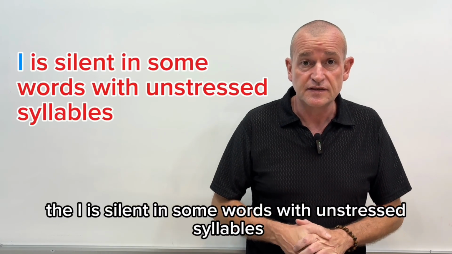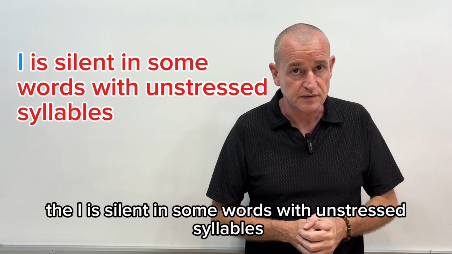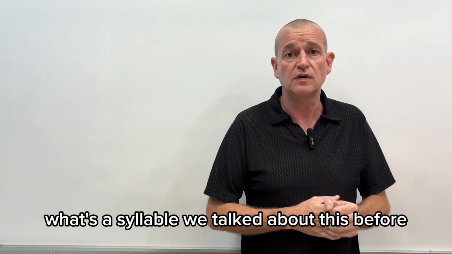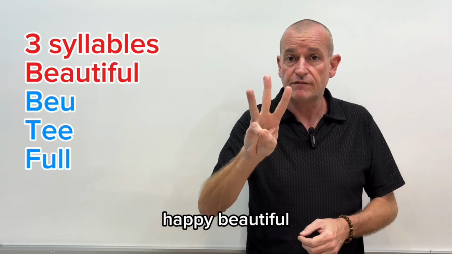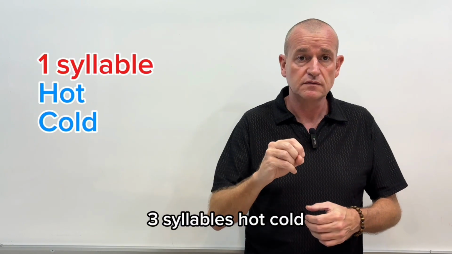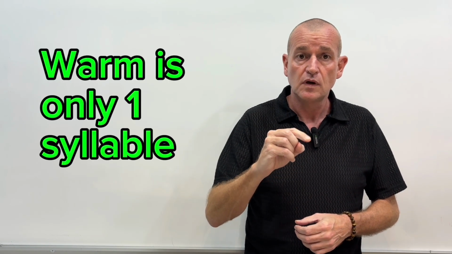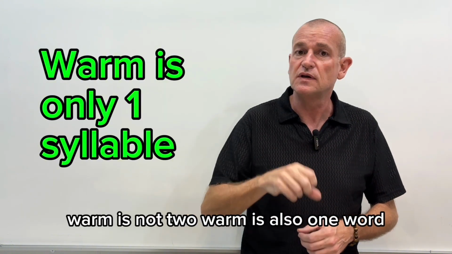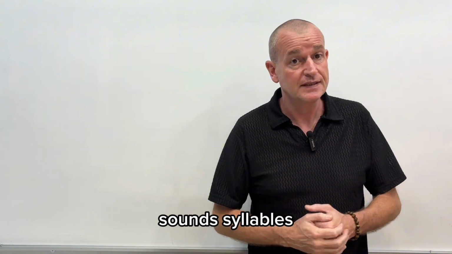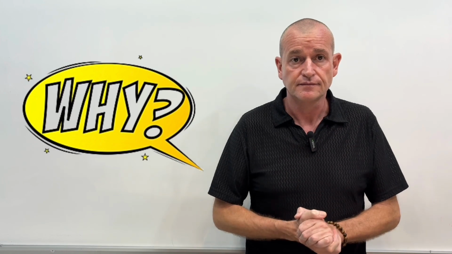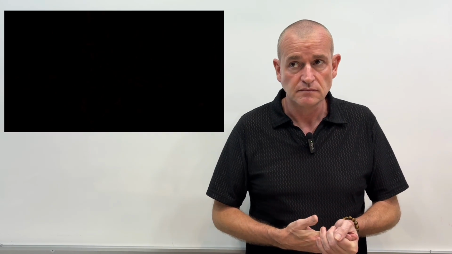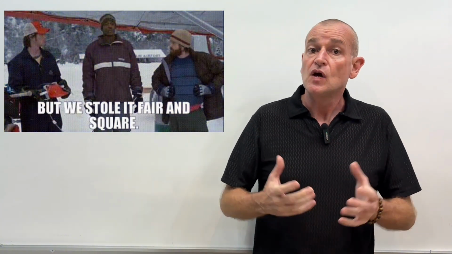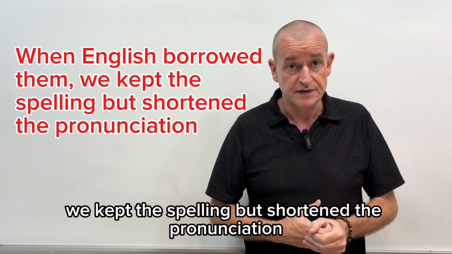Silent I. The rule: the I is silent in some words with unstressed syllables. What's a syllable? We talked about this before. Word sound. Happy, 2 syllables. Beautiful, 3 syllables. Hot, cold, warm. No, warm is not 2. Warm is also 1. Why? Many of these words come from French or Latin. When English borrowed them, probably more like stole them, we kept the spelling but shortened the pronunciation.